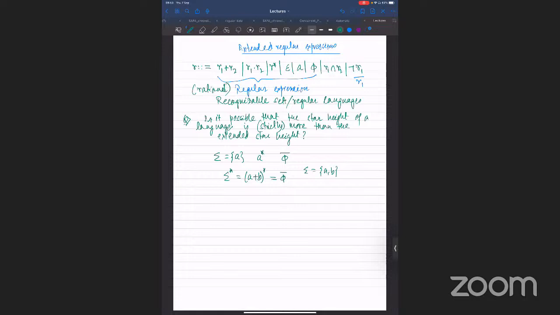Now, of course, I have to define also what is the star height of these expressions. So star height of R1 intersection R2 equals the max of star height of R1, star height of R2, just like we defined it for plus and concatenation. And star height of negation of R1 equals star height of R1. Clear? So the star height here is 0 if you consider this extended regular expression, whereas for this regular expression, the star height is 1. Similarly, with sigma equal to AB, sigma star is A plus B star. Here you can consider this to be phi bar.